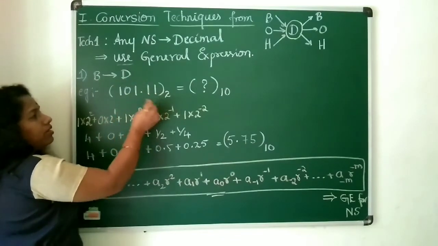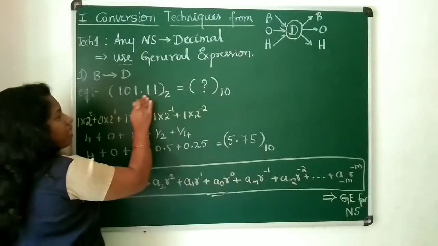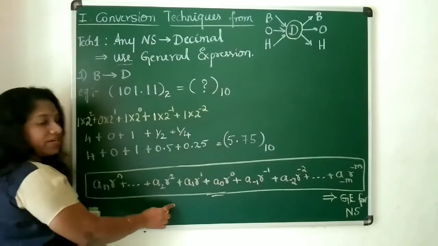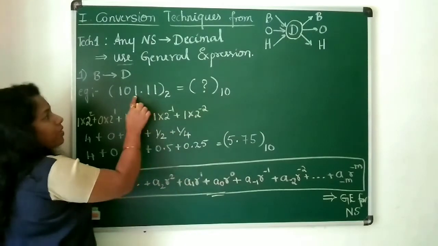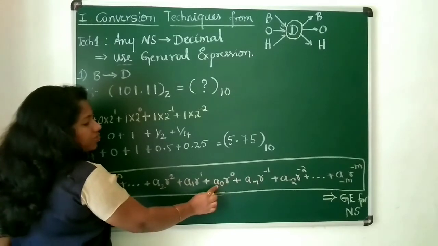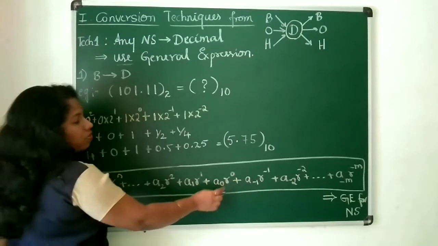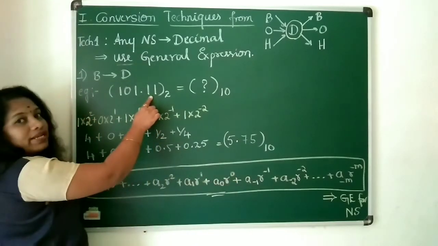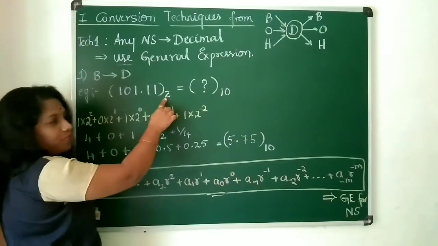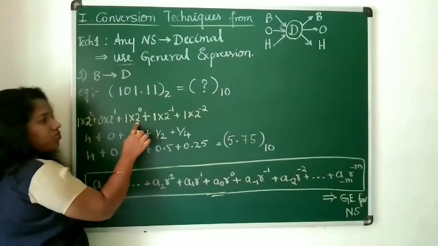101.11 is the binary number. I need to convert this to a decimal value. So for that I need to use the general expression, right? So now use this general expression. It is saying that the coefficient of the unit position is multiplied by the radix to the power of 0. What is the radix value of this binary number? You know that it is 2. So I can write this unit position is multiplied by radix value 2 to the power of 0.